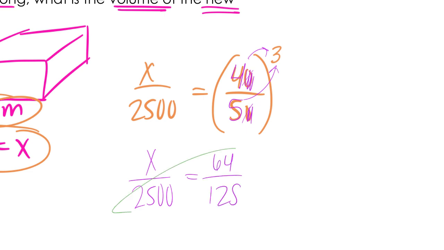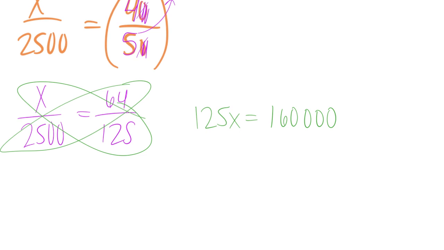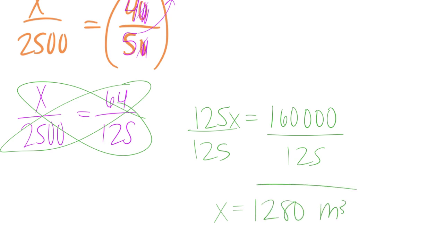And then from here, you could just cross multiply and solve for X. So we would have 125X equals 160,000. And then we could just divide by 125. So X should equal 1280 cubic meters.